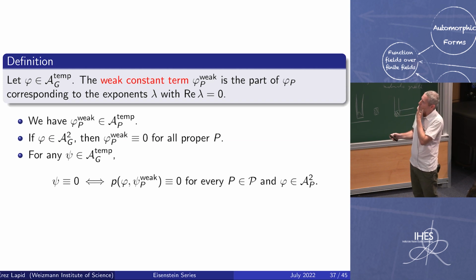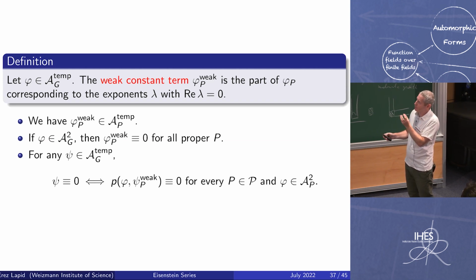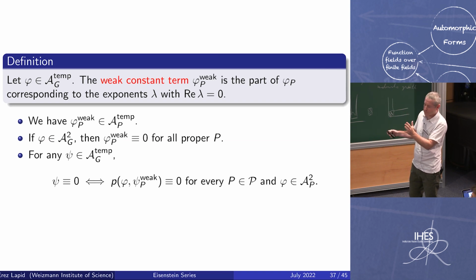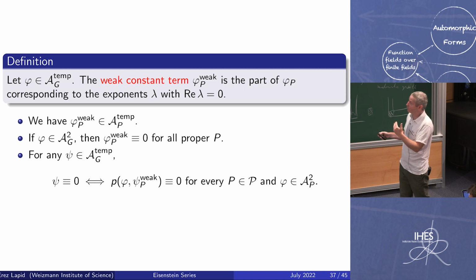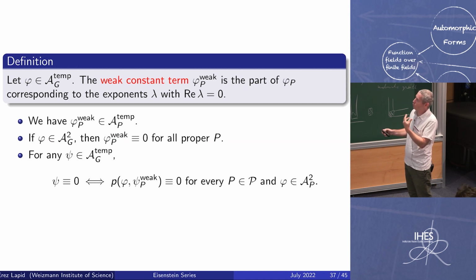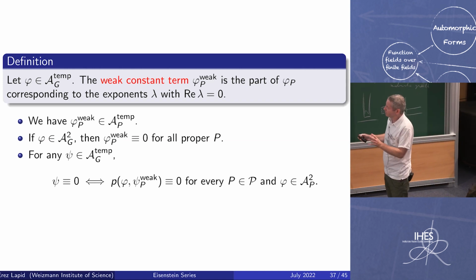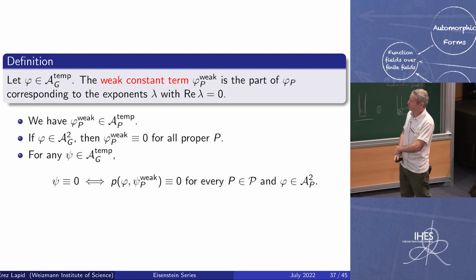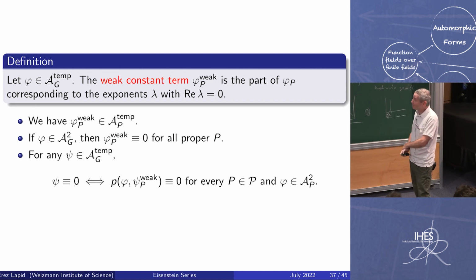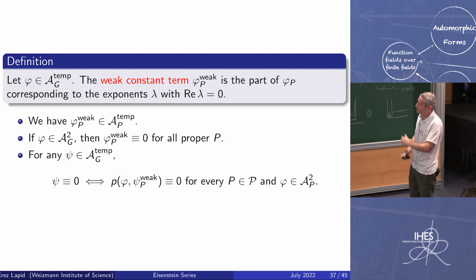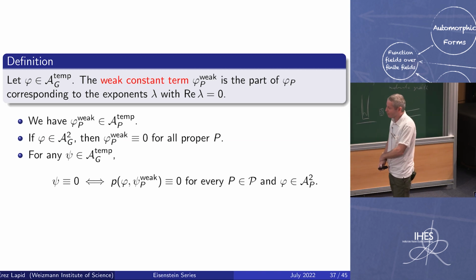Now, notice that if you started with something in the discrete spectrum of L2, then the weak constant terms are actually 0, because the real parts of lambda are all negative, so you just throw them away. So this is actually 0 for all proper P. And what is important, of course, is that you don't lose. So if the weak constant term is 0, then the function is 0. I'm talking about the tempered. Always the functions are tempered, but in fact, it's enough to have this exponential polynomial equal to 0 for all P. So these are basic facts that are needed.